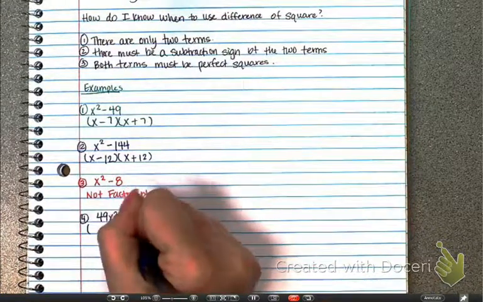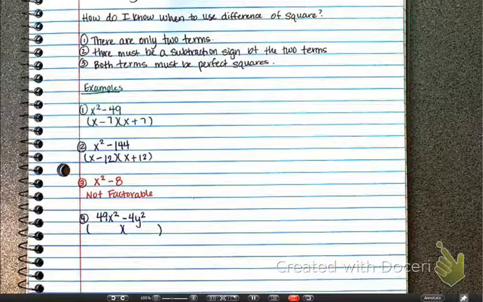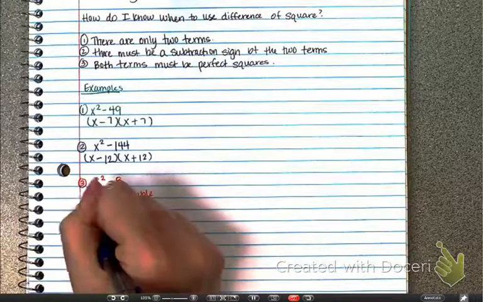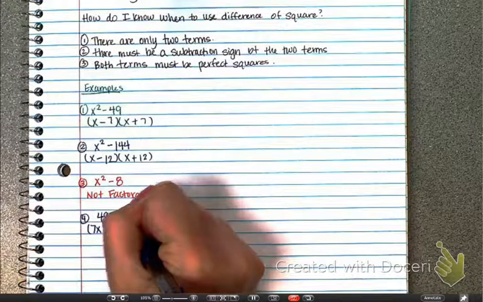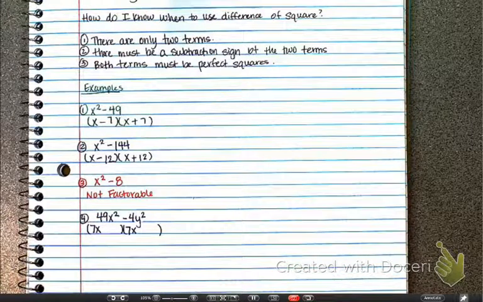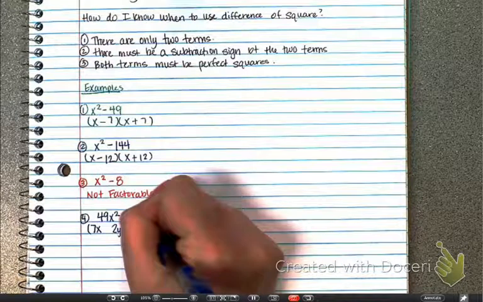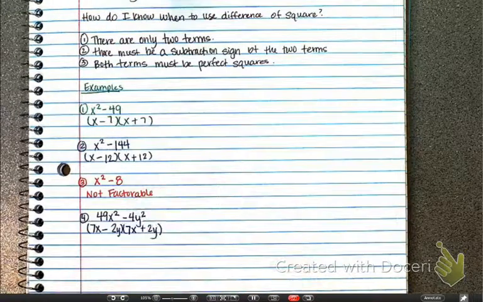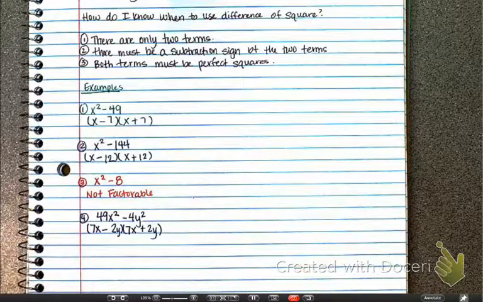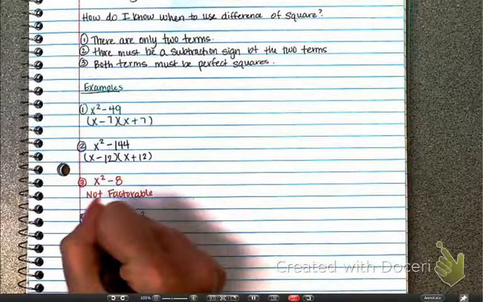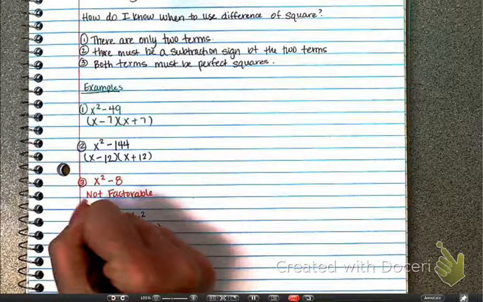What is the square root of 49x squared? 7x. The square root of 49 is 7. The square root of x squared is x, so 7x. What is the square root of 4y squared? 2y. Good. One's plus, one's minus. Don't make it harder than it needs to be. Okay, you try this one.